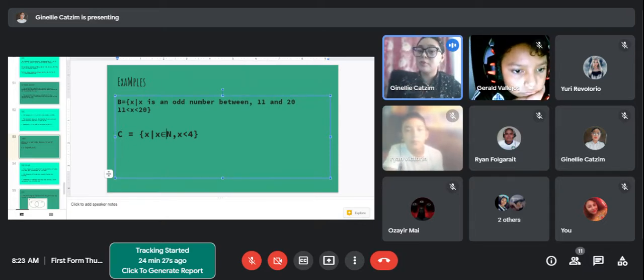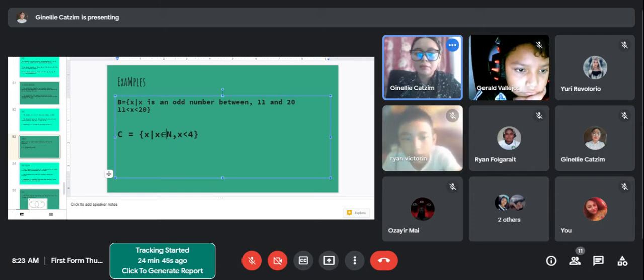If we were to represent this in roster form, we will have another thing. But this is set builder notation. As I mentioned, we will not go in details with this one today because that will be our topic for next week. But this is how it is represented most of the time.